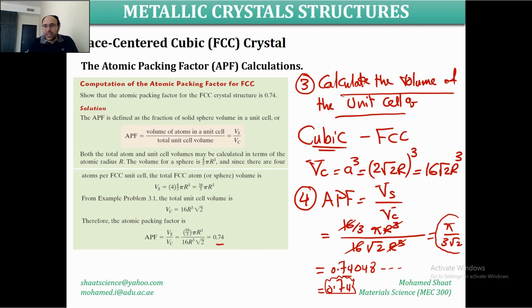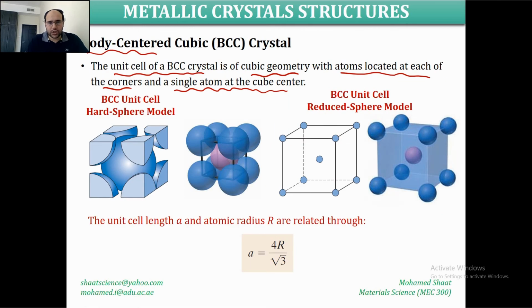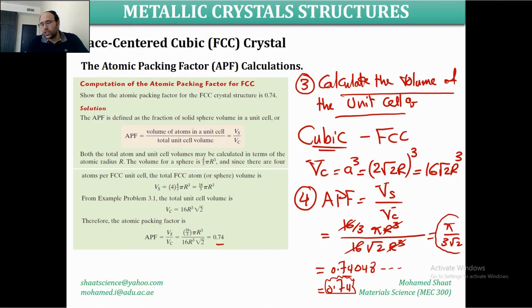It means that it is one unit cell, it is not 100% filled with atoms. No, only 75% of the unit cell is filled with atoms, and the rest is just void, spacing between these atoms. Make sense? This is what it means, the atomic packing factor for the FCC crystal structure. So this is all for the FCC crystal structure.